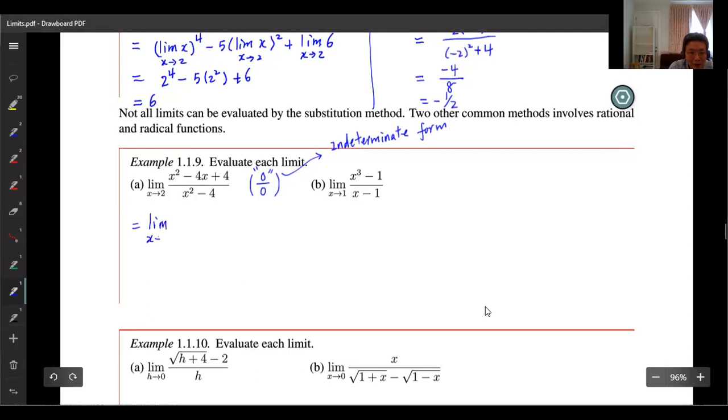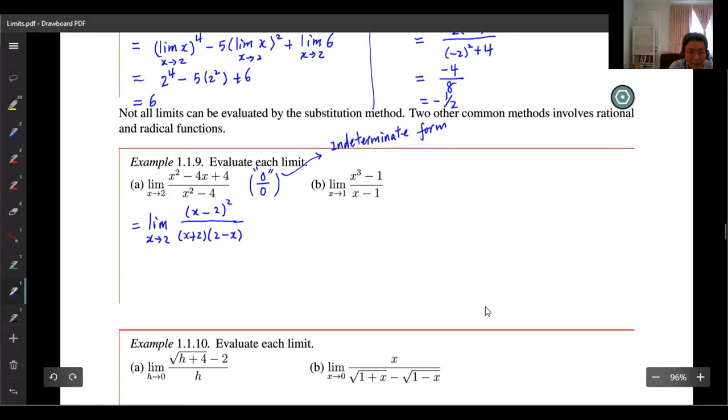First, we simplify this expression and see what happens. I assume you know how to do factoring. You see, algebra skills, a strong algebra foundation, is essential for your success in calculus.